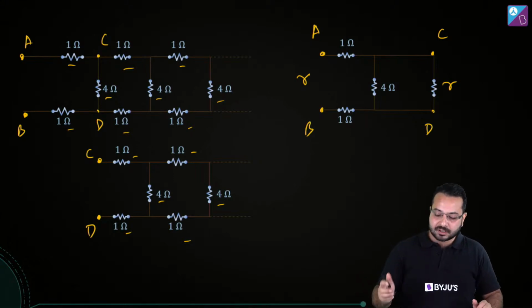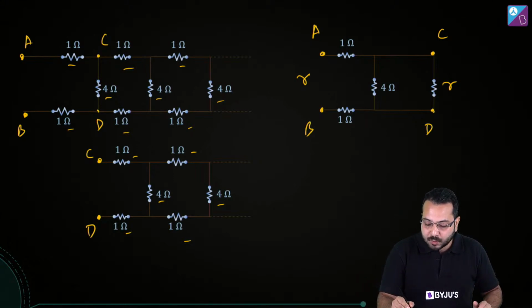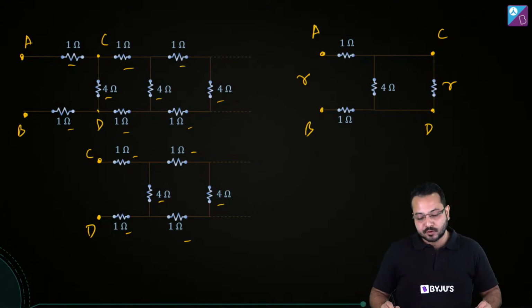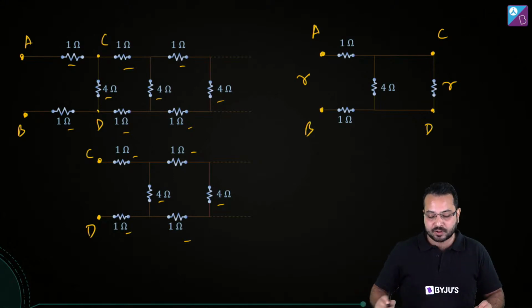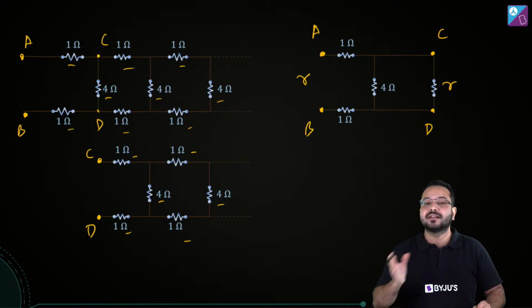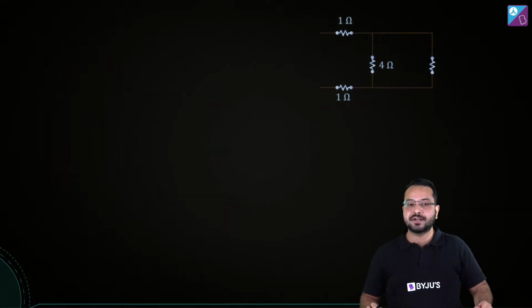So finally, what is the conclusion? That the resistance between C and D is R. So the resistance between A and B is also going to be R. So from this circuit, if we find the resistance between A and B, that should be equal to R. That is our approach. So let's go ahead and do that.